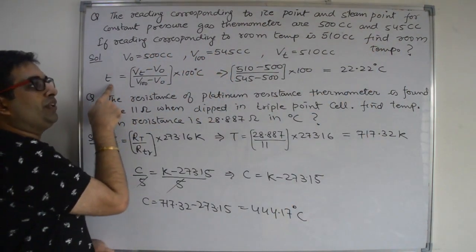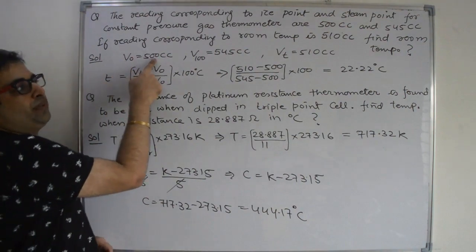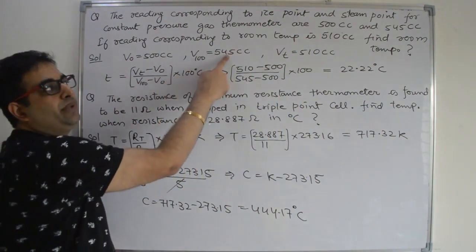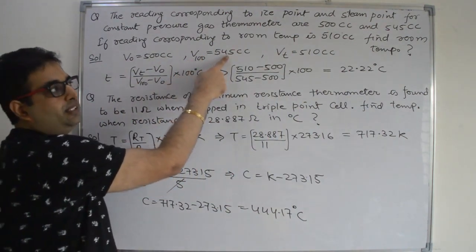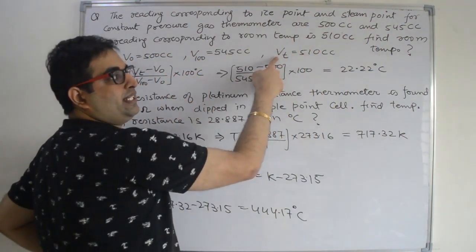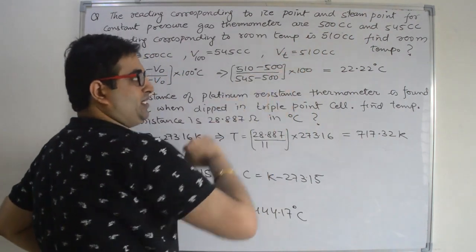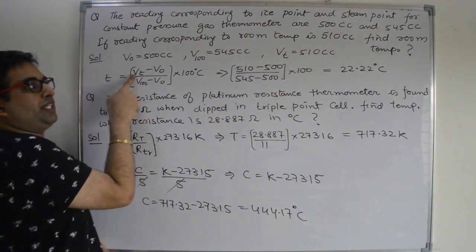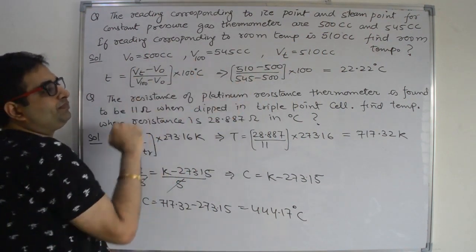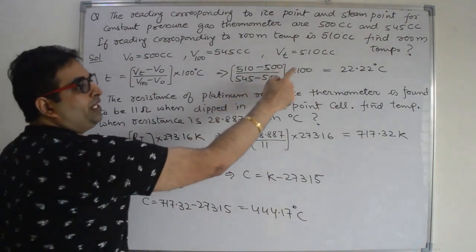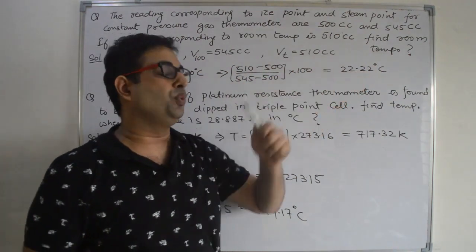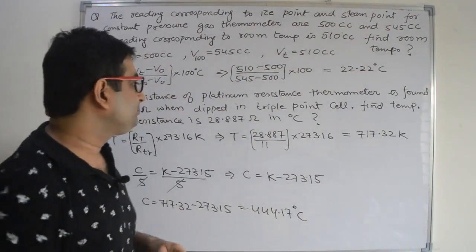We have a formula for this. At 0 degrees Celsius, volume is given to you as 500. Steam point means 100 degrees Celsius, volume is given to you as 545 cc. And room temperature we have to find out. So at T degrees Celsius, volume is 510 cc. Put in this formula: this is 510, V0 is 500, V100 is 545, again 500. Solve it, you will get 22.22 degrees Celsius. So room temperature is 22.22 degrees Celsius.